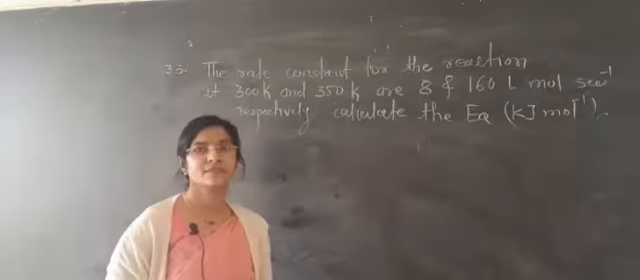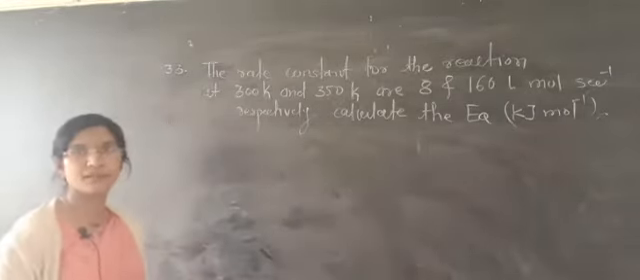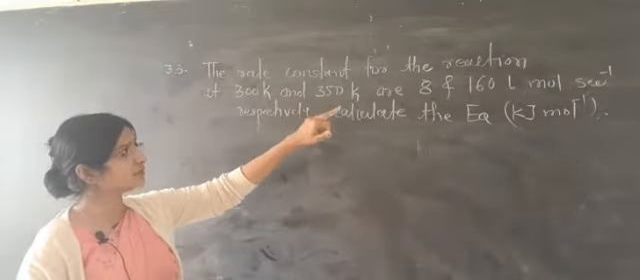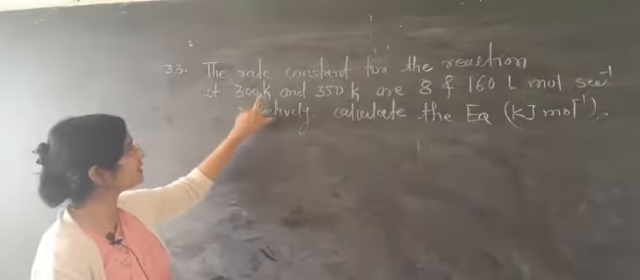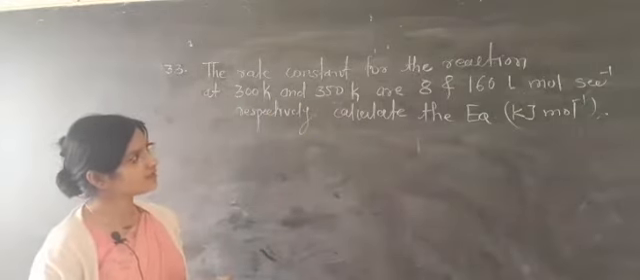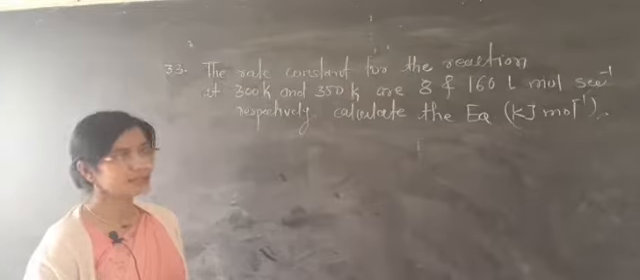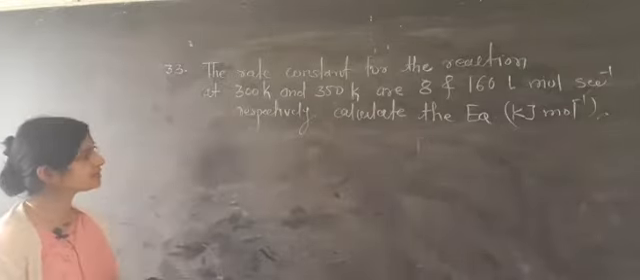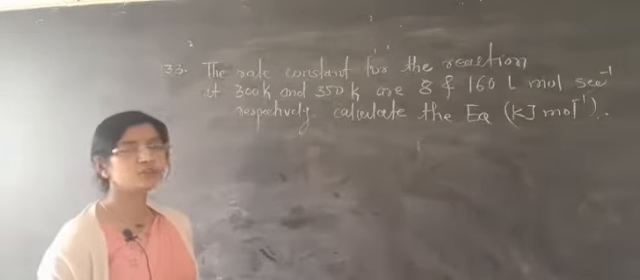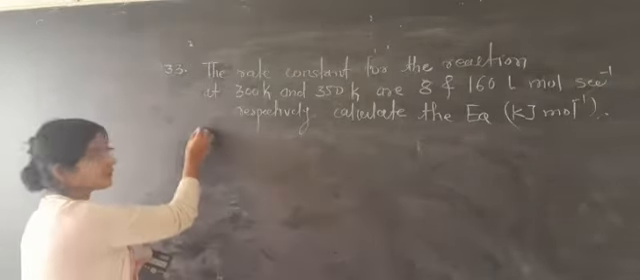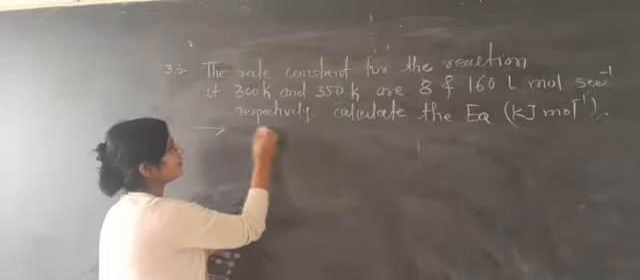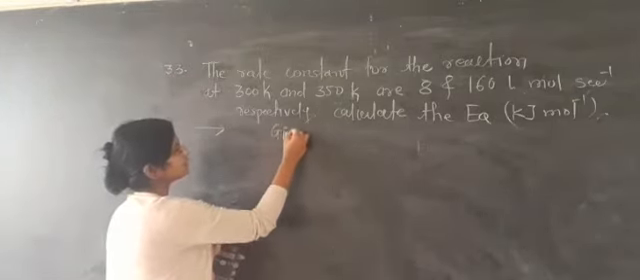Hello friends, this is the 33rd numerical from the exercise. The rate constants for the reaction at 300 Kelvin and 350 Kelvin are 8 and 160 liter per mole per second, respectively. Calculate the activation energy in kilojoule per mole. So friends, let's start to solve this problem. First of all, we will write down the given terms.